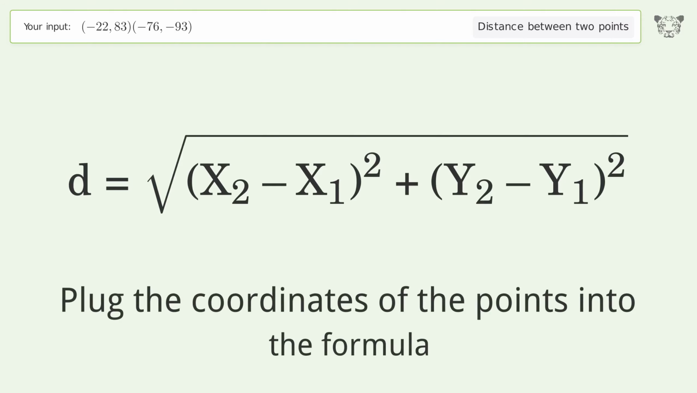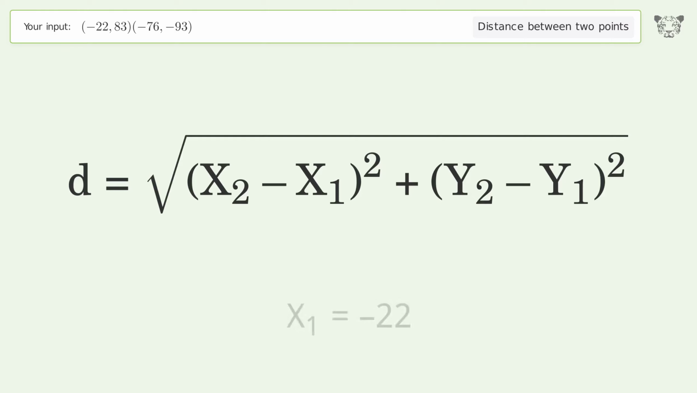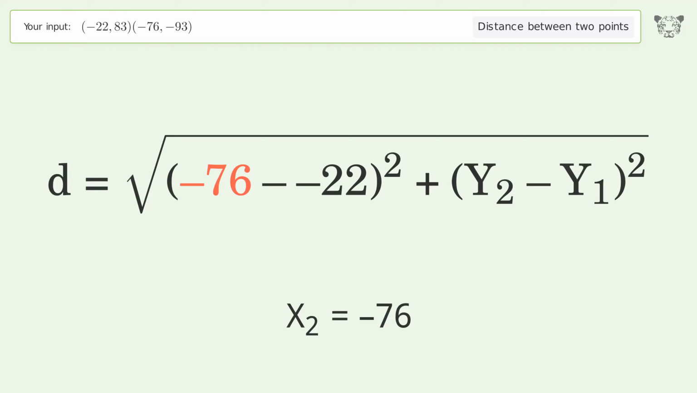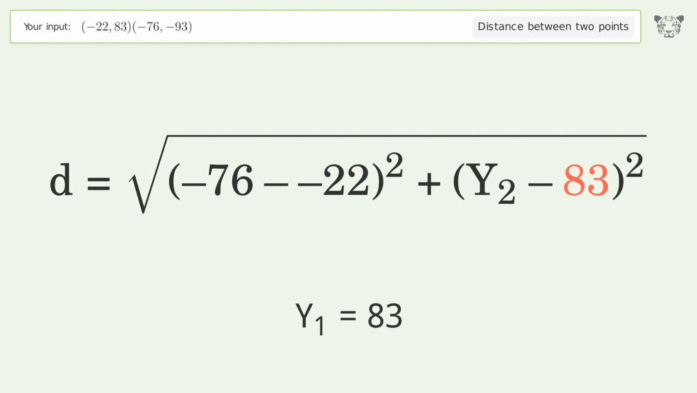Plug the coordinates of the points into the formula. x1 equals -22. x2 equals -76. y1 equals 83. y2 equals -93.